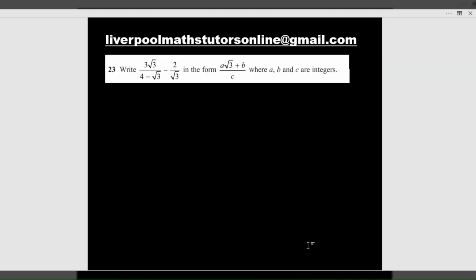Question 23 on this paper, it's the third question. I would say that that was a difficult question, this one. So showing the form, now this is something that you see, so a root 3 plus b over c.